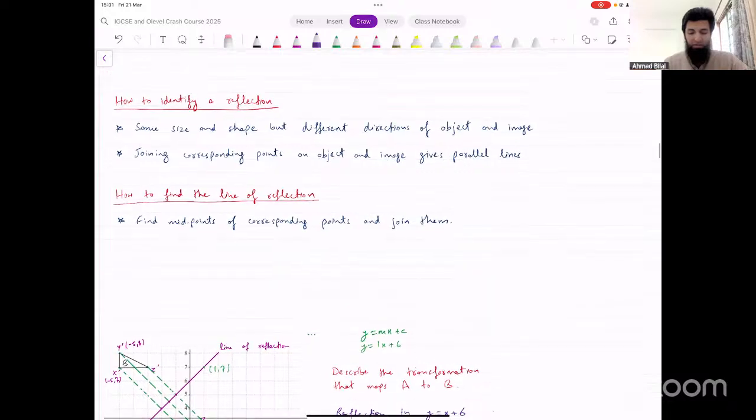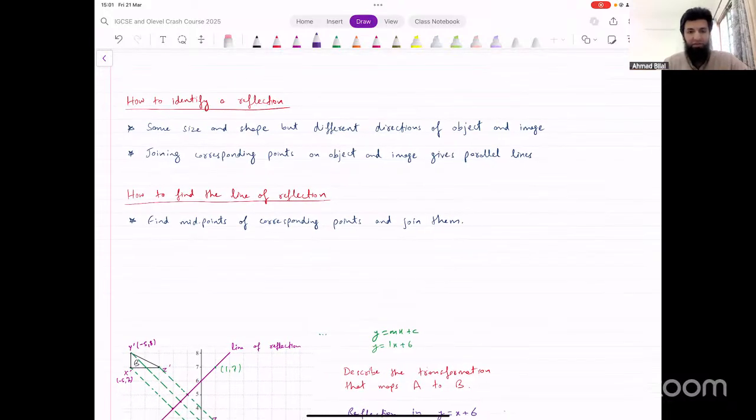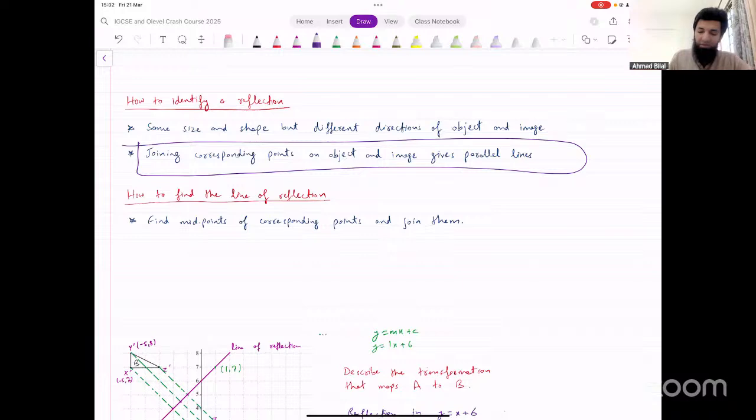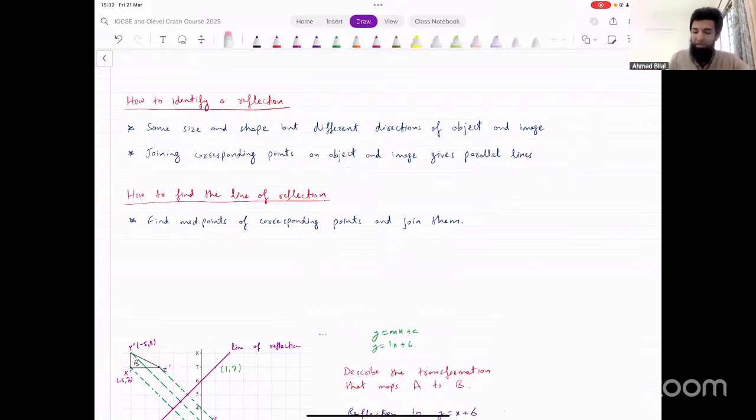Then we also discussed how to identify a reflection. We talked about how you would identify whether it's a reflection or a rotation. Translation is easy to figure out because it is very clear that the graph is shifted from one point to another. But differentiating between reflection and rotation sometimes is a bit tricky. And for that, what you generally do is you join the corresponding points on the image and the original object. If you end up getting parallel lines from that, then that means that's a reflection.